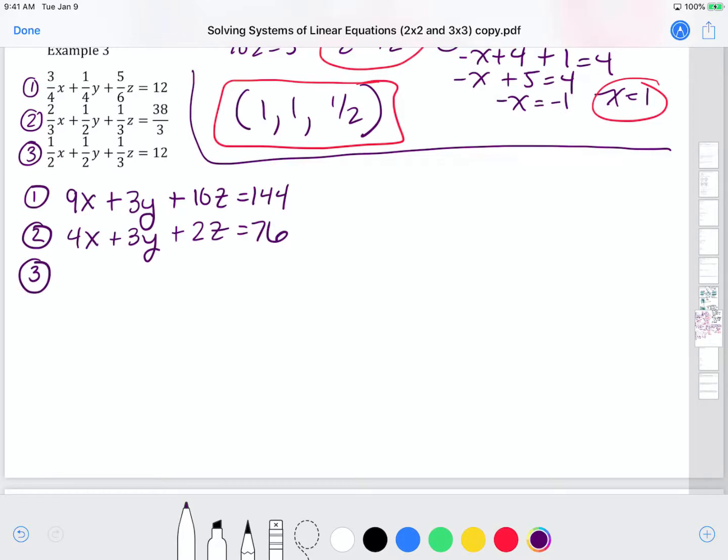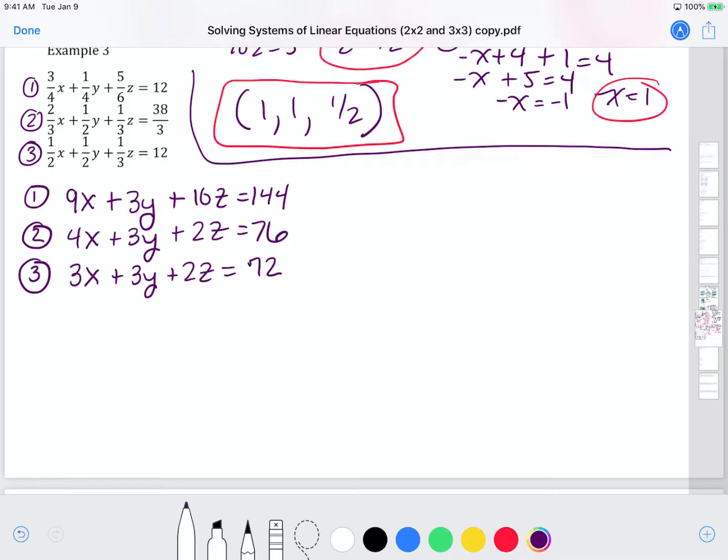Okay, last one to clear the fractions. I'm going to multiply by 6 again. So I have a 1/2 times 6, that's going to give me 3x. Then I get 3y plus 2z, and then 6 times 12 would give me 72. Okay, now I have a system of equations that's easier to solve without all those fractions in it.